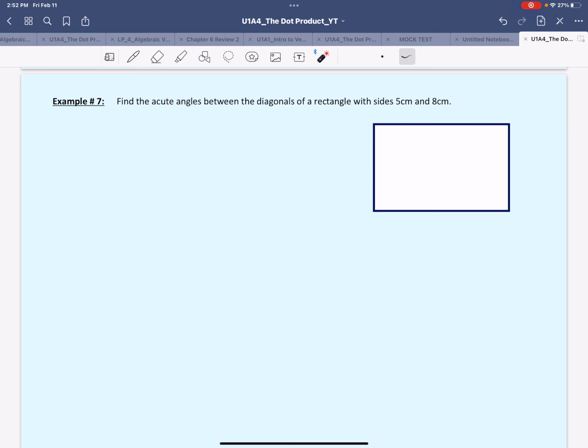In example 7, we have to find the acute angle between the diagonals of a rectangle with sides 5 and 8 centimeters. So we are told that this length is 5 and this length here is 8. The diagonals of this rectangle would be drawn by connecting the opposite vertices. I'm going to use different colors for them, and call them D1 and D2. This is diagonal D1 and this is D2.